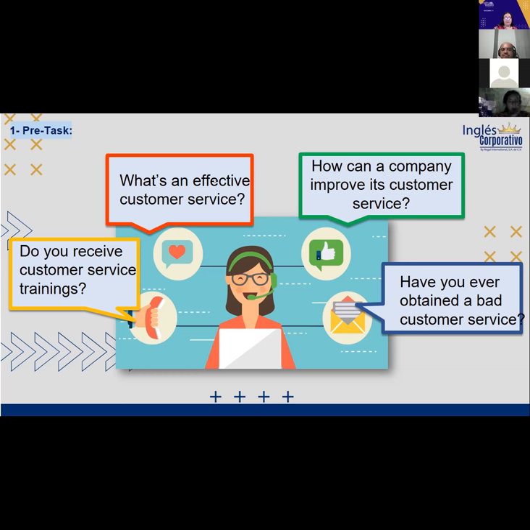Effective customer service. What is an effective customer service? Anybody else? Any idea? Aquí no hay respuestas equivocadas. So there's no wrong answers. It's just participation. ¿Qué consideran ustedes que es un effective customer service? ¿En qué se basa para decir esto fue un customer service efectivo? Tenemos un buen customer service.